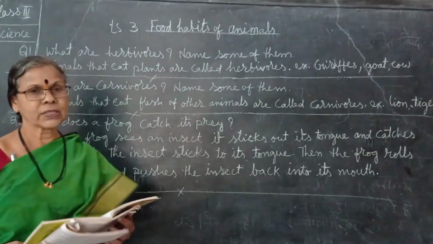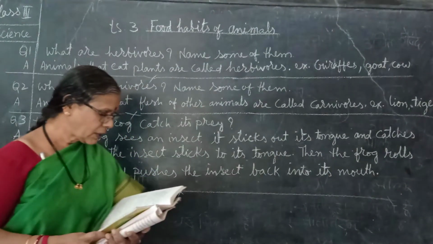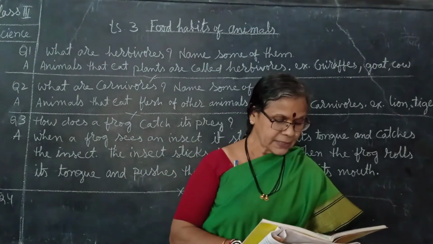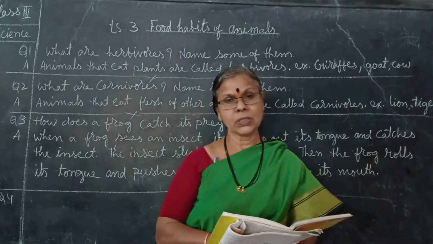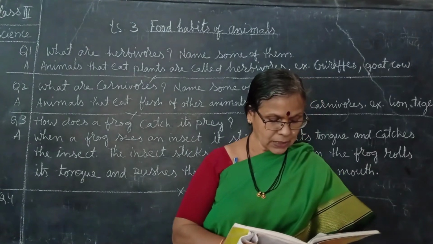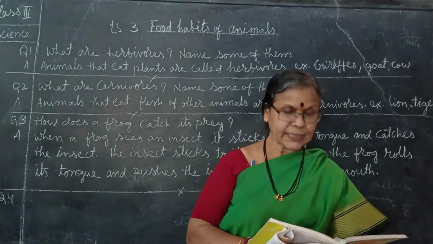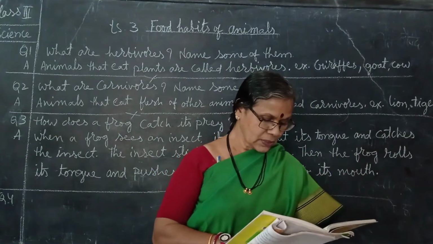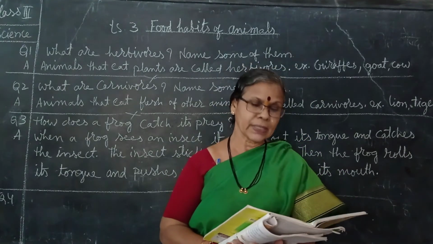So these are the questions and answers that we have read. Once again we'll read. What are herbivores? Name some of them. Animals that eat plants are called herbivores. Example: giraffe, goat, cow, you can write sheep also. What are carnivores? Name some of them. Animals that eat the flesh of other animals are called carnivores. Lion, tiger, you can write a few more animals, fox also you can write.